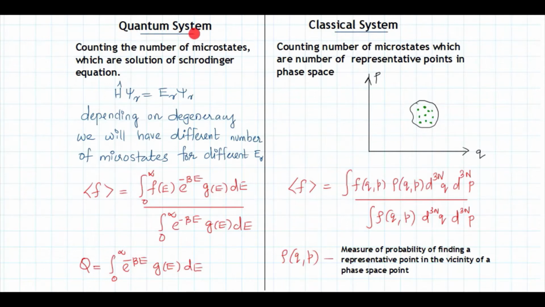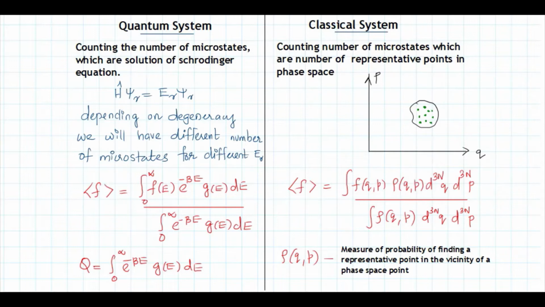If you consider a quantum system, we are focusing on counting the number of microstates, which are actually the solutions of the Schrodinger equation, H cap psi r is equal to E r psi r, where E r is the energy eigenvalue. This psi r represents various microstates. If there is a degeneracy for a particular energy value, then we will have a different number of microstates corresponding to that energy value, and if you sum the microstates for different energy values, you will get the total number of microstates. That is the procedure in quantum systems.